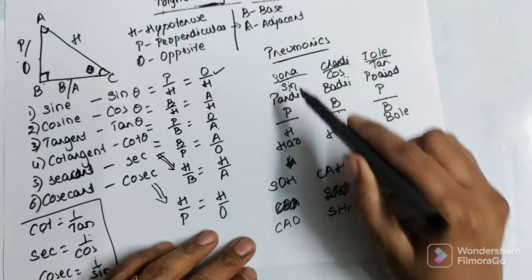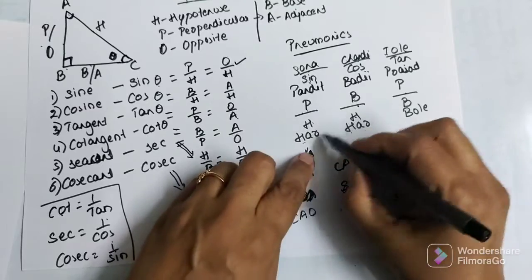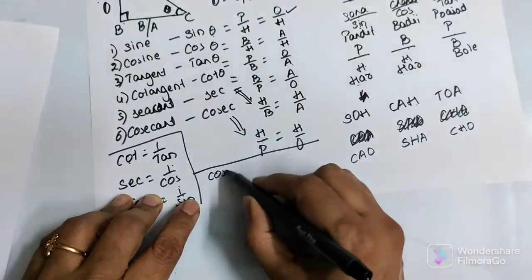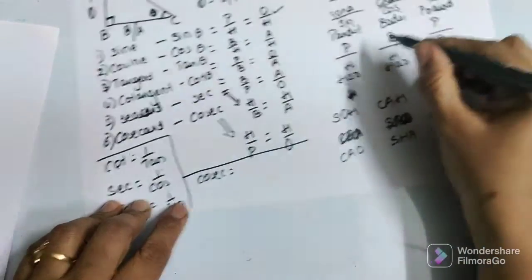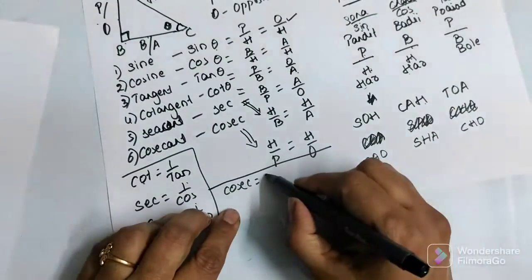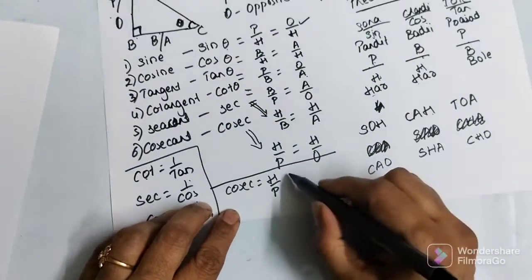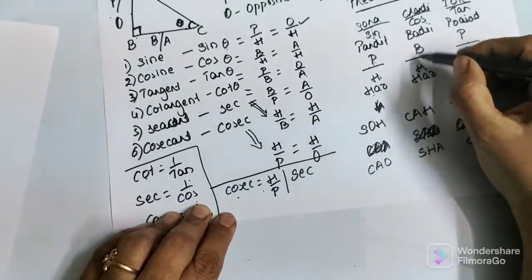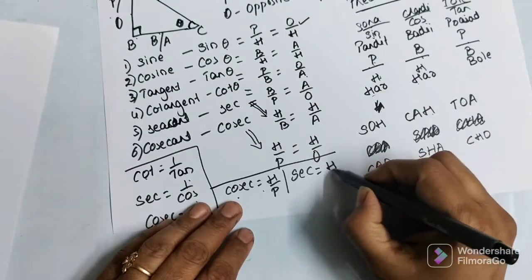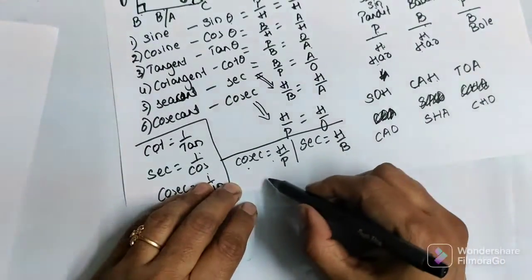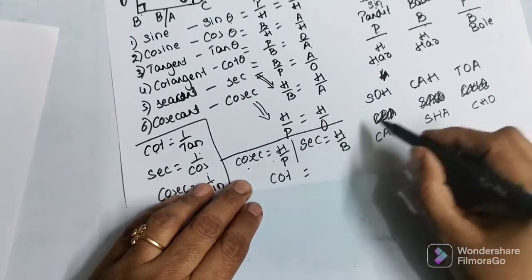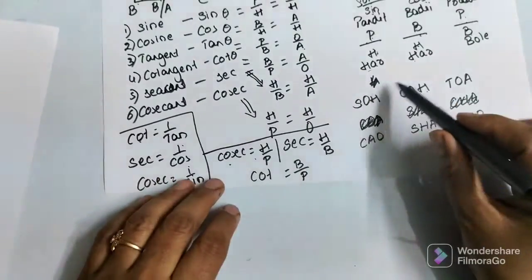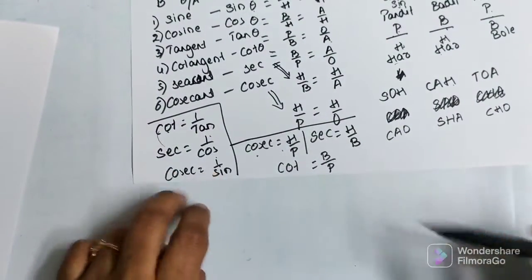So now the sine function is P by H, so cosec will be just the opposite. I can write it here, H upon P, isn't it? Similarly after cosecant, we can remember secant. Secant is nothing but just the reciprocal of cos, H upon B, right? And the last one is cot. Cot is nothing but just the opposite of tan, that is B upon P. Okay, so if you know these functions, you can derive your own thing.